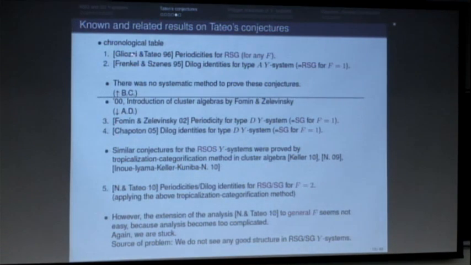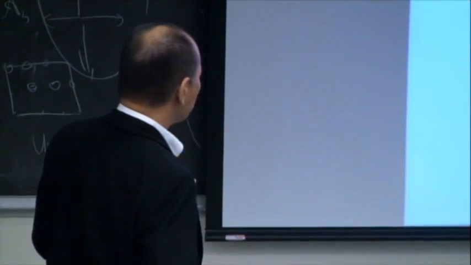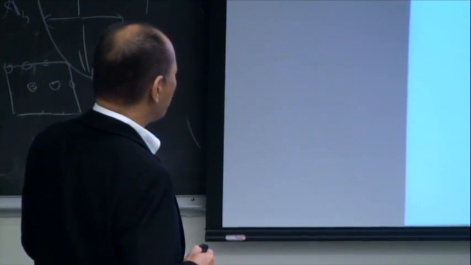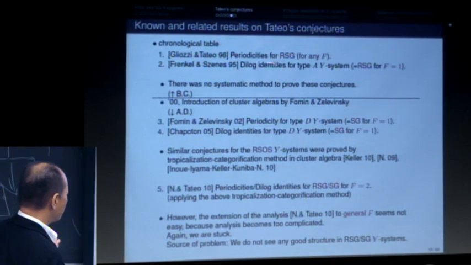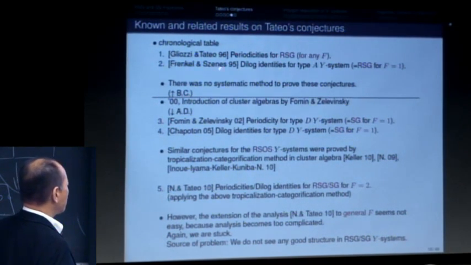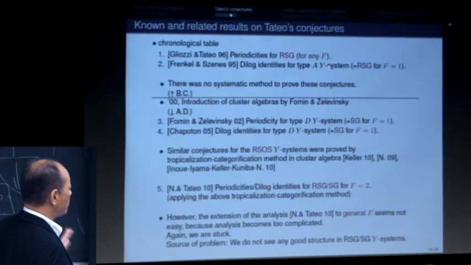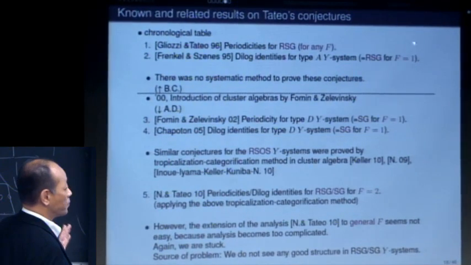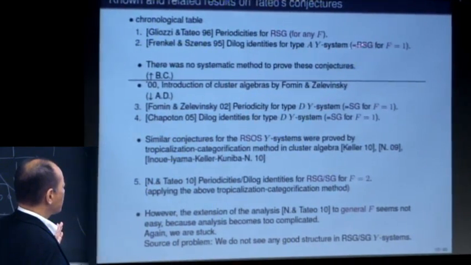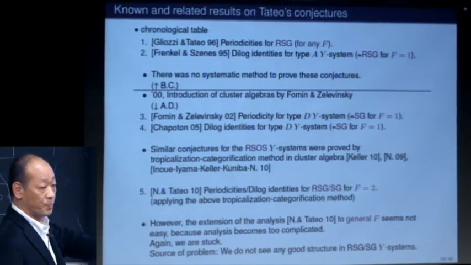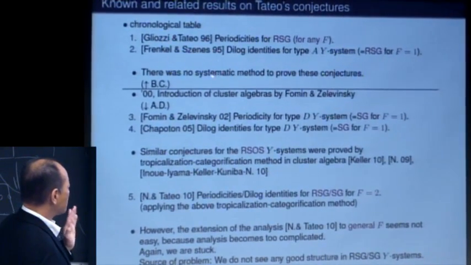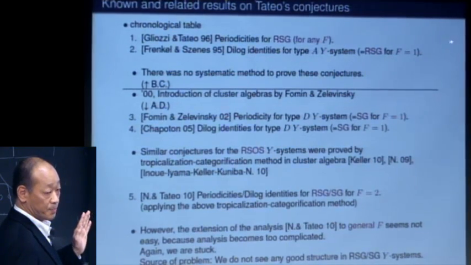Now let me give other known and related results on Tateo's conjecture in a chronological table. This one, what I explained, the periodicity of RSG, is proved. That's good. Also, Frenkel and Szenes, '95, proved the dilogarithm identity for the type A1 system. Type A corresponds to RSG for f equal 1. That's good for a start, but after that it stopped, because there was no systematic method to prove these conjectures.